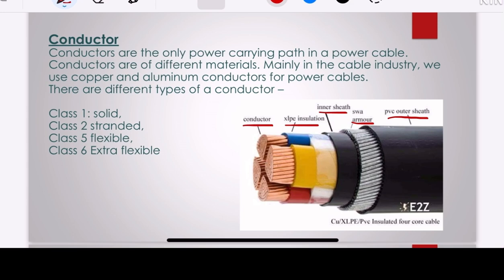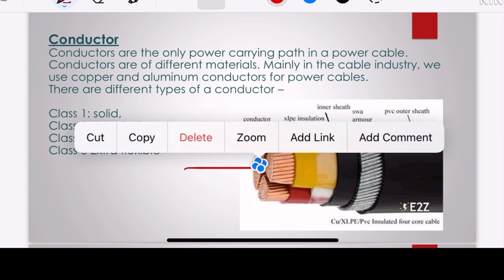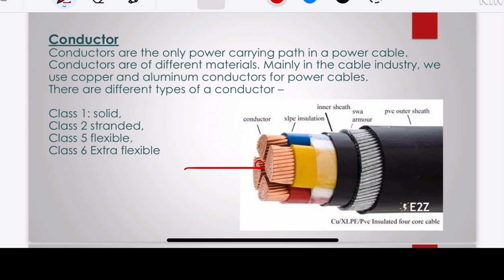So let's start with the conductor. As we know well, the conductor is the only part in the cable which carries the current. There are different constructions for these conductors. Class 1 is solid conductor, class 2 is stranded conductor, class 5 is flexible, and class 6 is extra flexible.